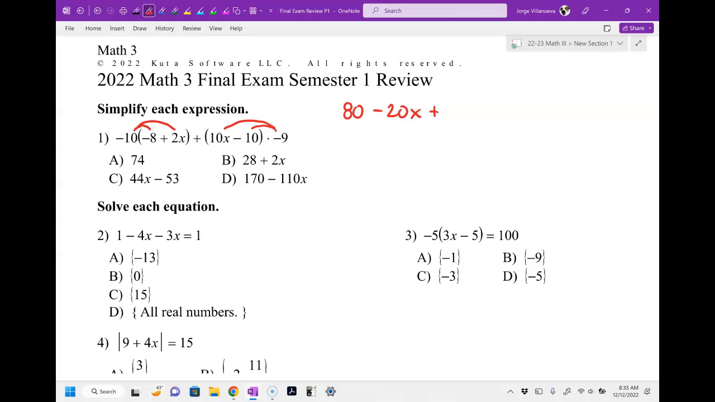Sorry, not equals. I'm supposed to have a plus here, but I'm thinking it's going to change. Yeah, because -9 times 10x is -90x. So I'm going to put minus 90x. And then -9 times a -10 is a positive 90. Okay, so there's the distribution. I'll combine 80 plus 90, that's 170. And -20 minus 90 is -110x. So your answer should be D.